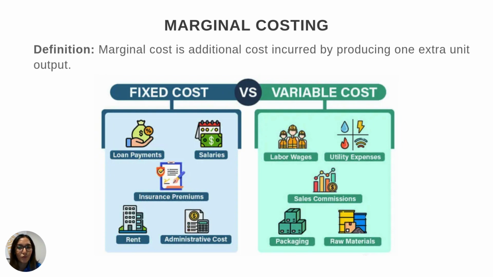For example, if we have a standard rate for our labor for production of one unit, then it is called direct labor cost, labor wages. We also have utility expenses, and we pay as much as we use: electricity, water, etc. Also, costs like sales commissions, where we pay sales agents depending on their sales volume. The packaging costs also depend on the unit and the package that we use, as do raw materials.